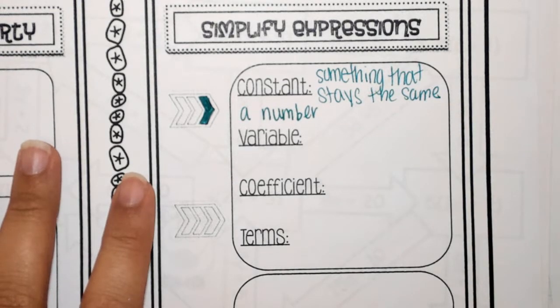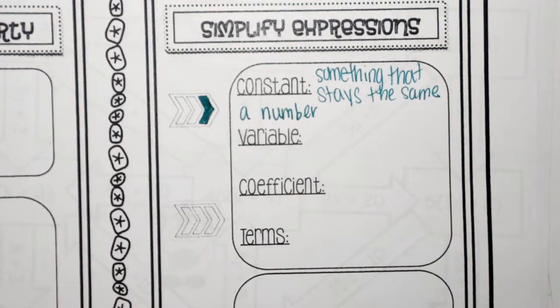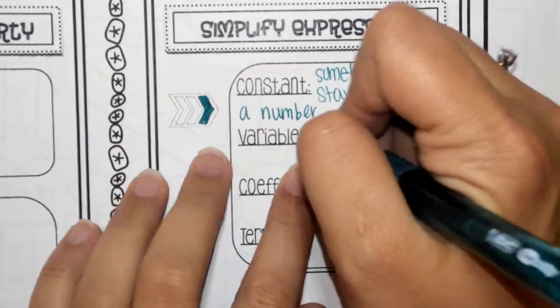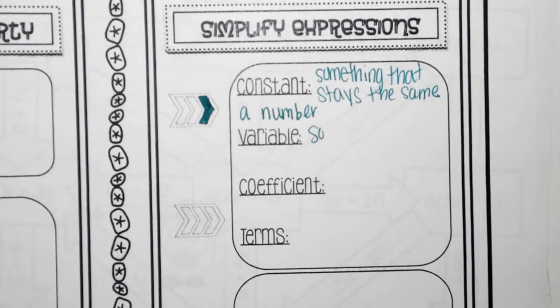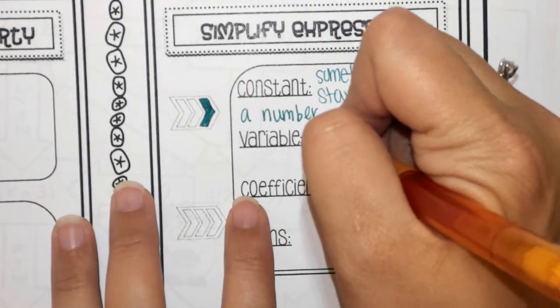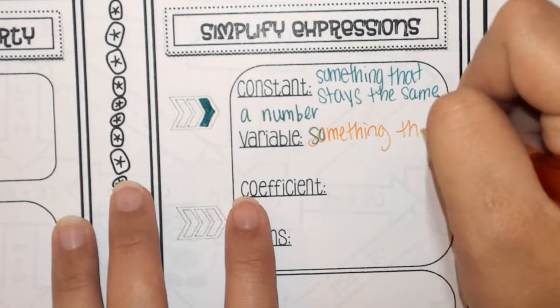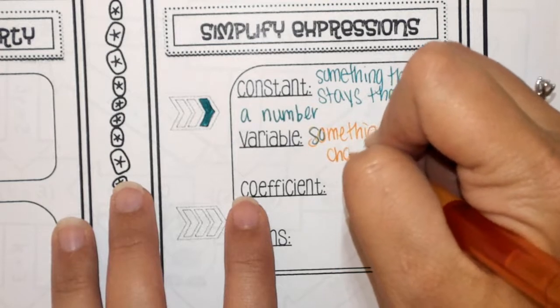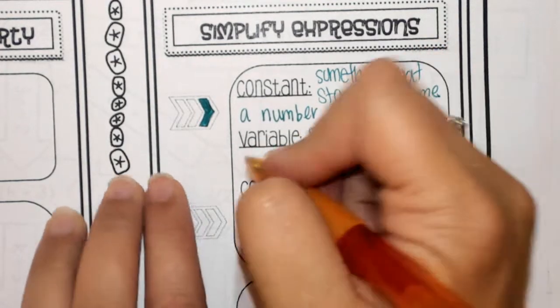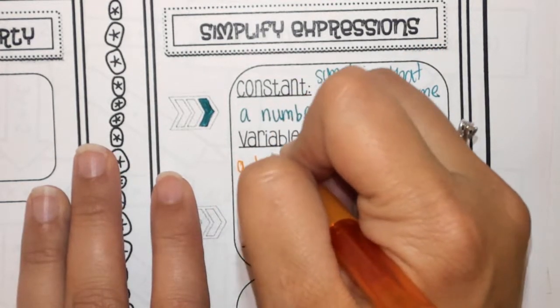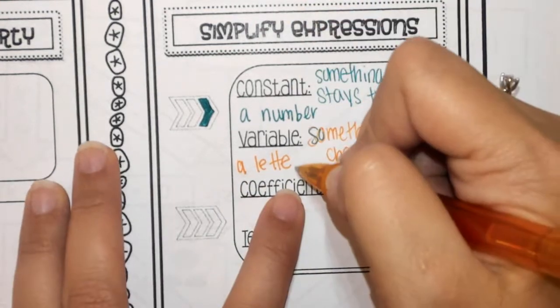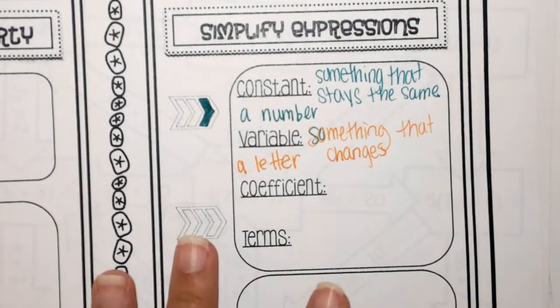Now, what's a variable? A letter that takes the place of a number. And can a variable change? Yeah. Okay, so a variable is something that changes, and it's represented by a letter.